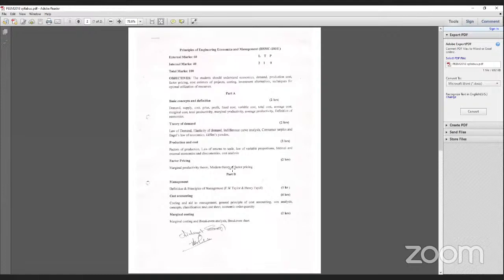Hello ma'am, good morning ma'am. Good morning. Ma'am, what is break-even analysis? Break-even analysis is that at one point there will be no profit, no loss to the organization. When we start a business, in the initial stage, two types of expenses will be there.